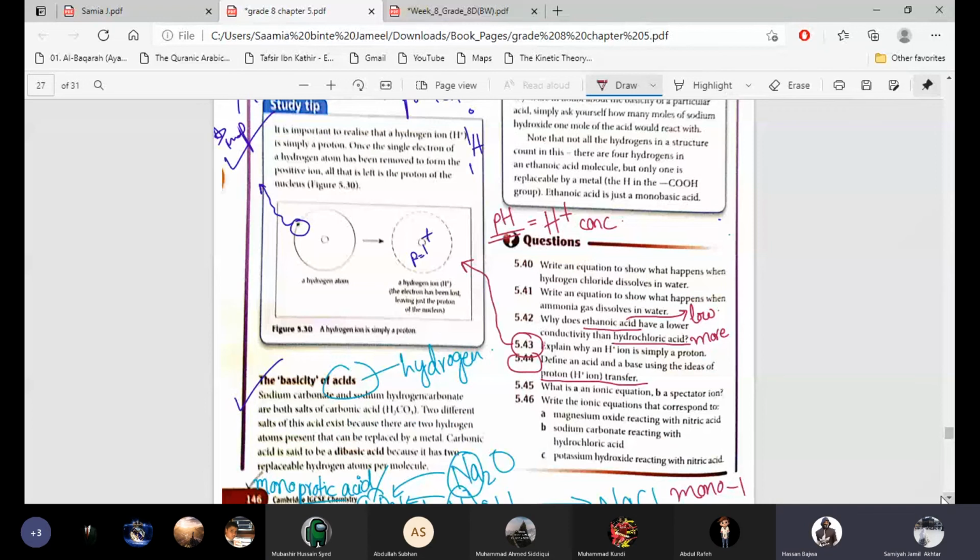Okay, ma'am. Now the last two questions about the ionic equation, we'll do in the next class tomorrow, inshallah. Because in this one, we have to write the ionic equation of these reactions. Okay, ma'am.